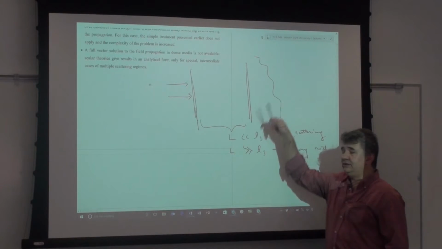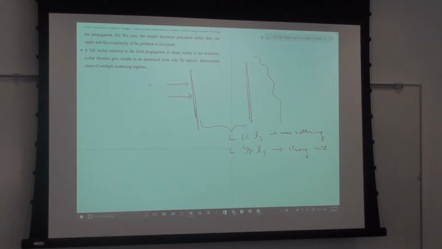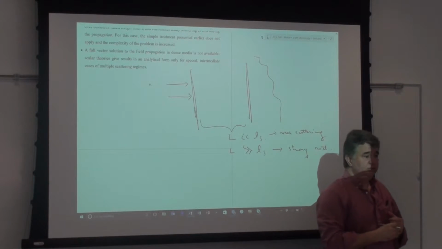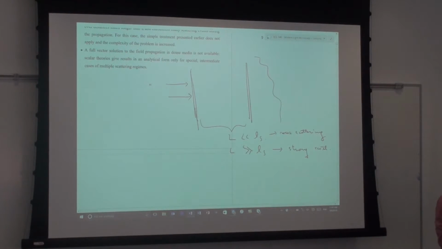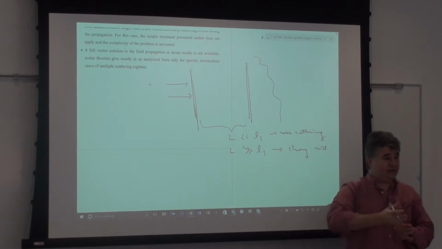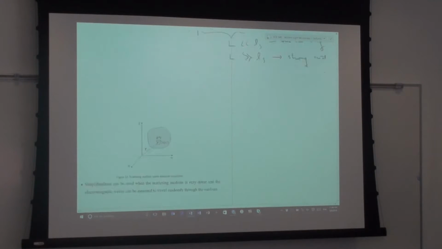On average, the light scatters many times before it gets out. That's how I want you to think of multiple scattering versus weak scattering. Meaning that if you have a very strongly scattering medium, but you slice it thin enough, you make it single scattering. Obviously, right? All right.